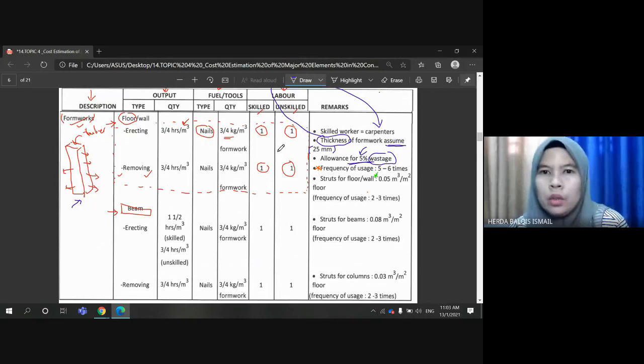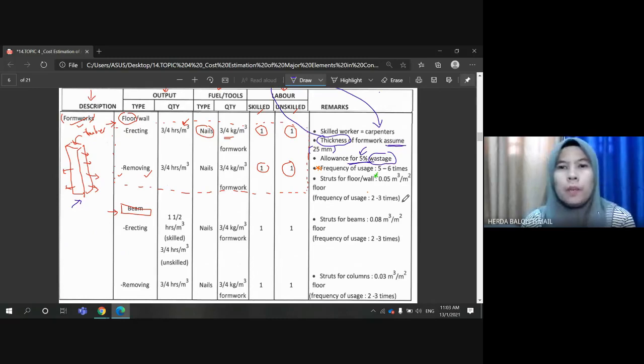Let's say for this plot, the frequency of usage stated in this table is 5 to 6 times or 2 to 3 times. So basically, for the most economical option, we will use the maximum. As maximum as we can, right?